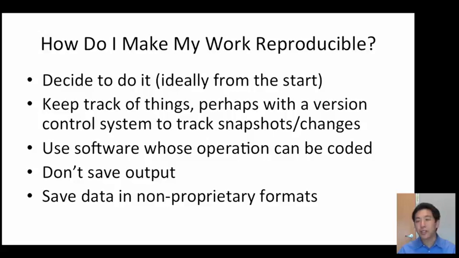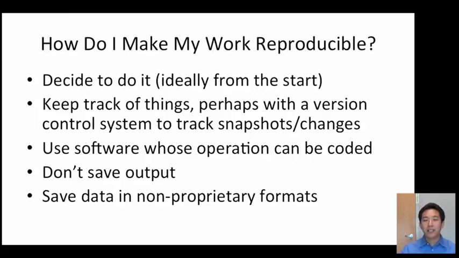You could use a version control system like Git or SVN. I won't talk about that here, but if you've heard of that, then it's a good thing to learn. It's important to use statistical software whose operation can be coded. So the idea is that you can write down the instructions that were used to manipulate or analyze the data. This generally rules out graphical user interfaces unless those programs will keep track of all the clicks that you make on the graphical user interface. But systems like R and other packages, because you have to program them explicitly, as long as you save the code, will store everything that you did to the data.